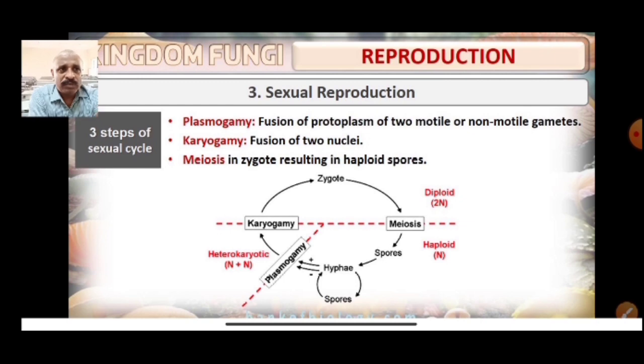After the fusion of the protoplasm of these two gametes, the next step is karyogamy. Karyo means nucleus, and once again gamy means fusion. That means fusion of two nuclei.